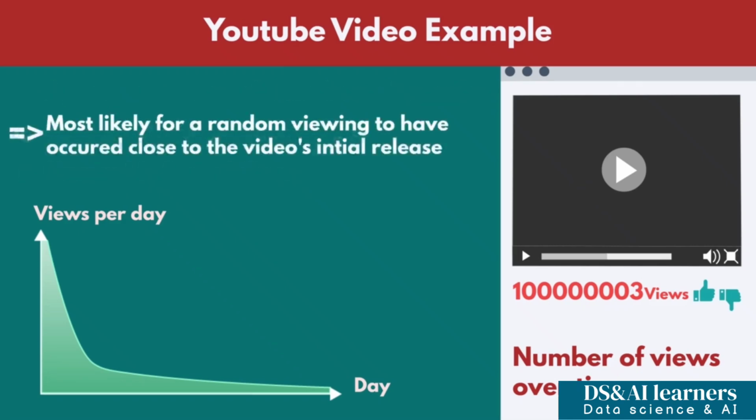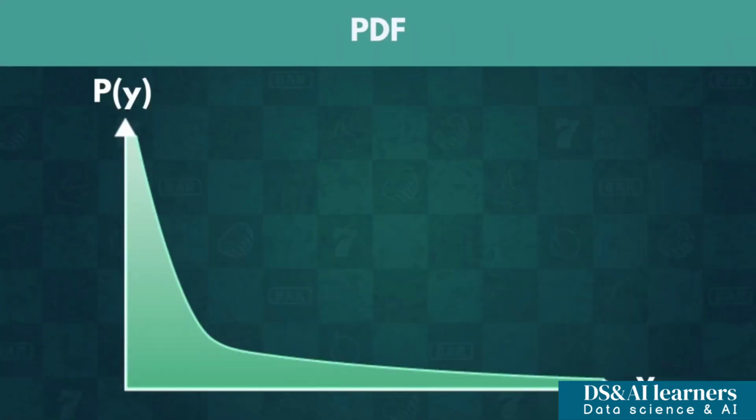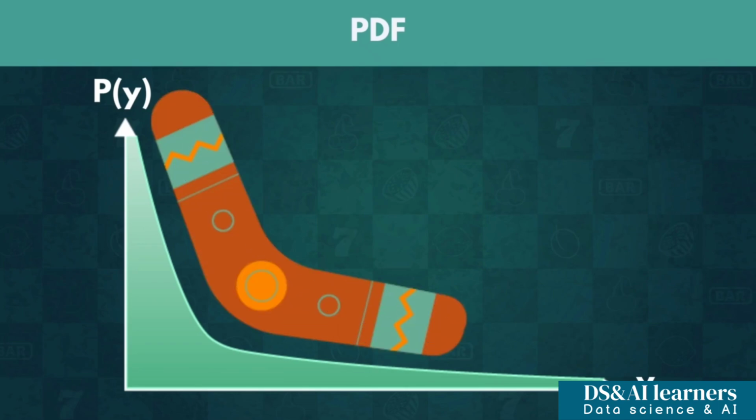Therefore, it is more likely for a random viewing to have occurred close to the video's initial release than in any of the following periods. Graphically, the PDF of such a function would start off very high and sharply decrease within the first few time frames. The curve somewhat resembles a boomerang, with each handle lining up with the X and Y axis.